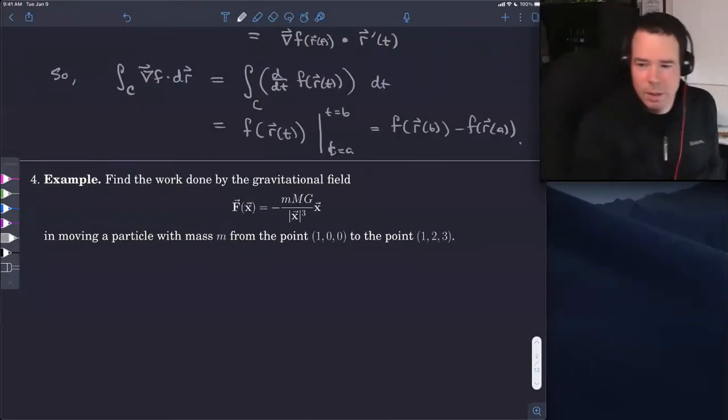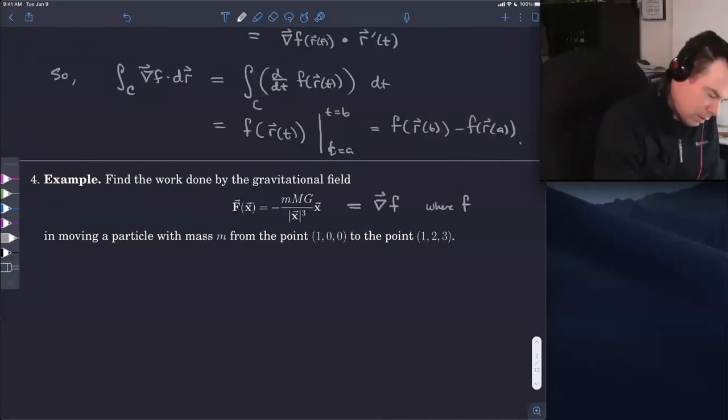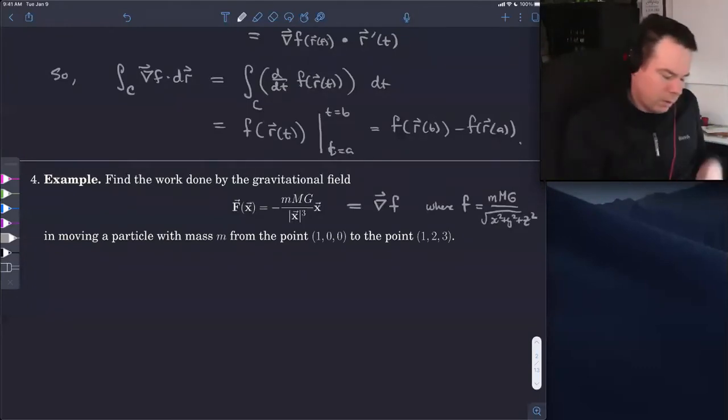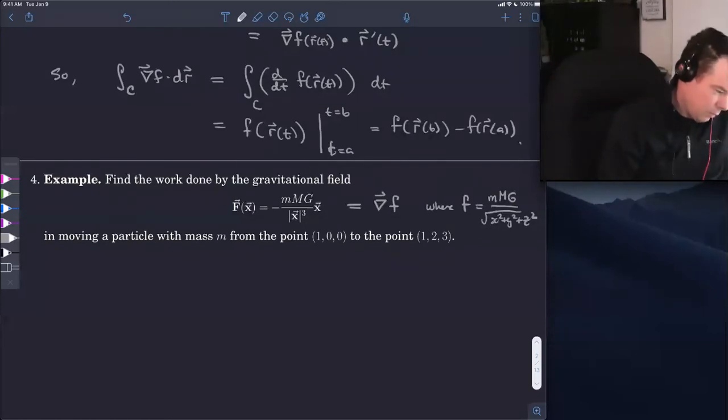We want to find the work done by this gravitational field. The first thing to note is that the gravitational field we've already figured out. It is the gradient of f, where f is equal to little m, big G over the square root of x squared plus y squared plus z squared. So in other words, integrating this gravitational vector field is really just the integral of a gradient function, because this gravitational field is a gradient vector field.